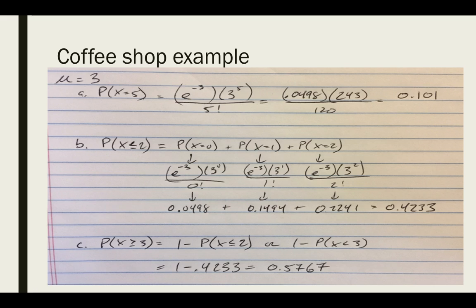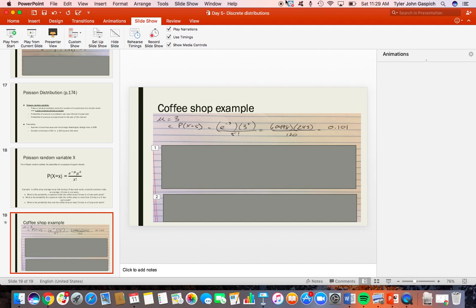Usually from here on out, we're going to focus more on continuous distributions, and that would be the next chapter. So hopefully you enjoyed it.